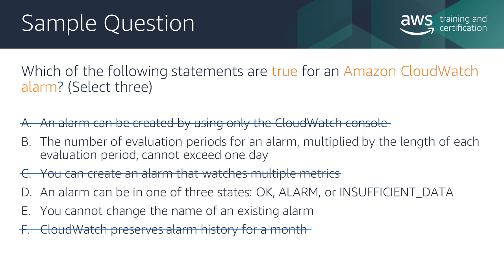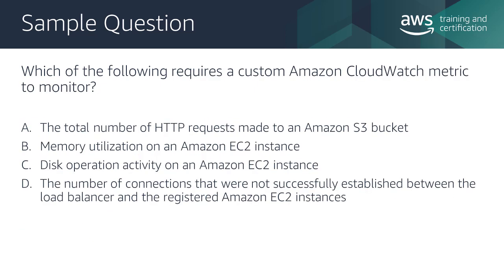Option B, the number of evaluation periods for an alarm multiplied by the length cannot exceed 1 day. Sure. Option D, an alarm can be in 3 states. Okay, OK, alarm or insufficient data, absolutely. And E, you cannot change the name of an existing alarm. Right now, that happens to be true. So if you want to have a different named alarm, you simply create a new alarm pointing to the same data.